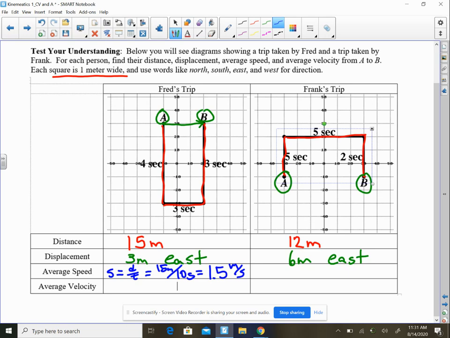If we look at Frank's speed, Frank's distance was 12 meters.